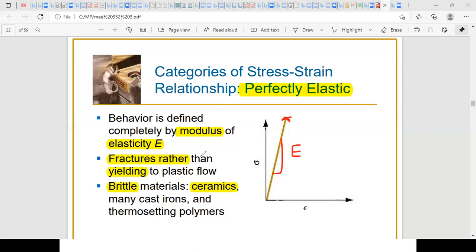And in this case, fracture rather than yielding to plastic flow will occur. So at this point, you have the fracture or rupture. And this is characteristic of brittle materials such as ceramics, many cast irons and thermosetting polymers. Now, as we said before, this is not widely used in manufacturing processes because in manufacturing in general, we need to deform, we need to go to the plastic region.